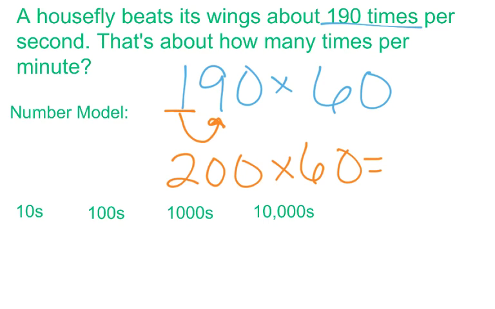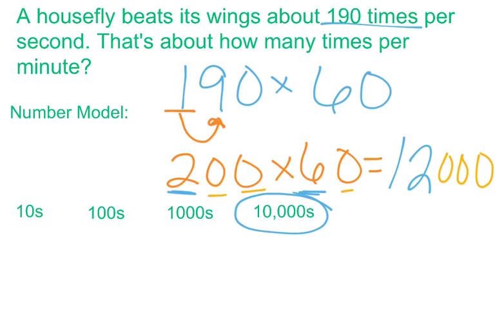And then I'm going to look, okay, what is 2 times 6, which is going to get me to 12. And I have 1, 2, 3 zeros left over. I'm going to carry those over. And I'm going to get 12,000 as my answer, which is closest to the 10,000s. So I would circle that as my magnitude estimate. Okay, remember those words, magnitude estimate. It's very important.